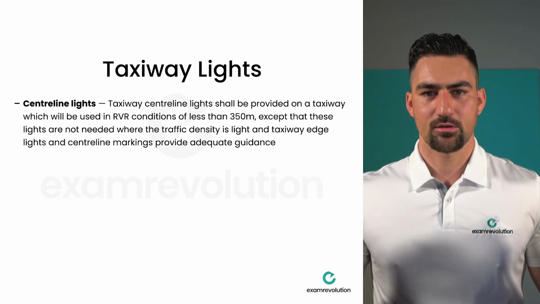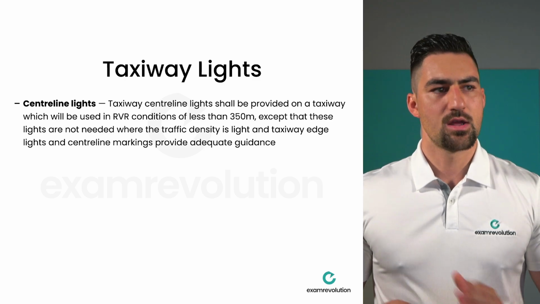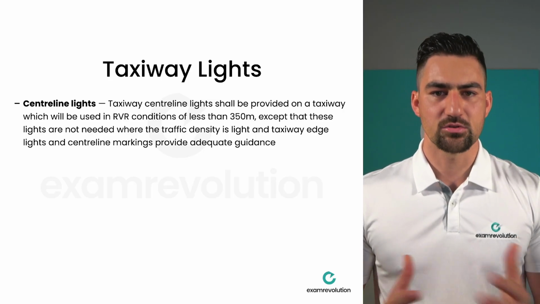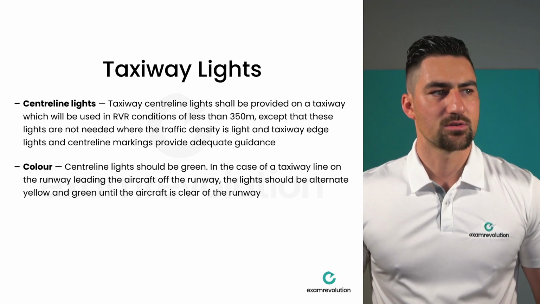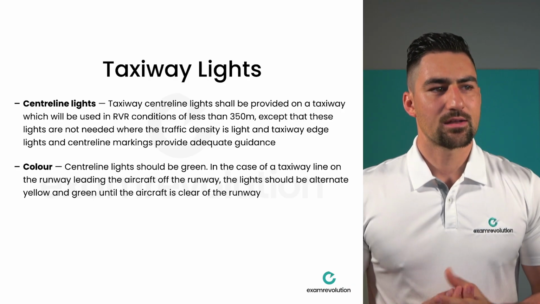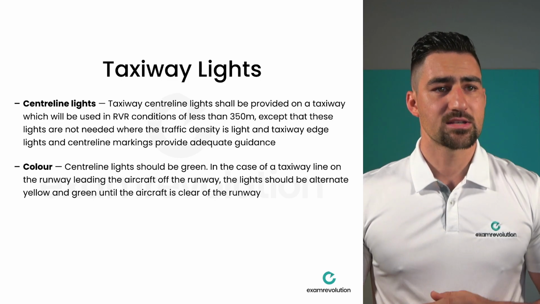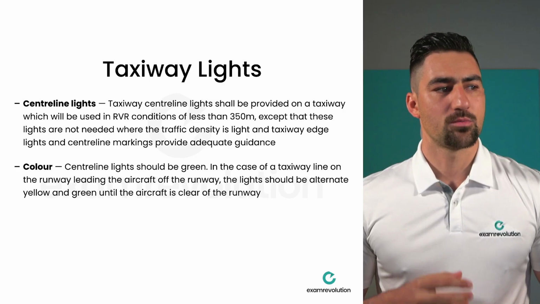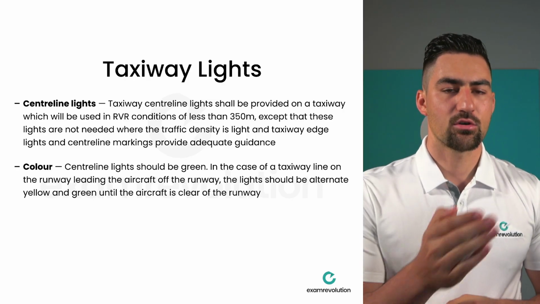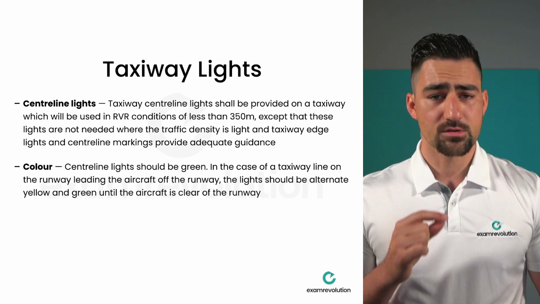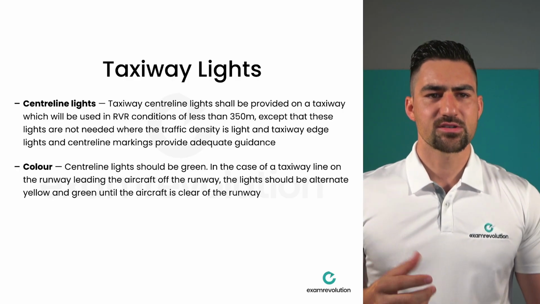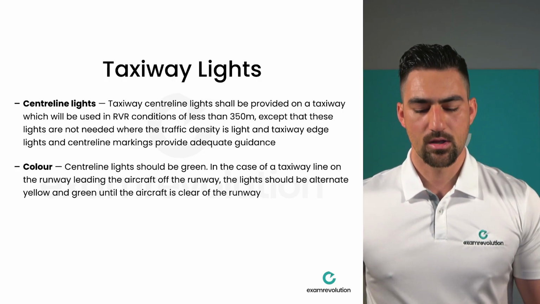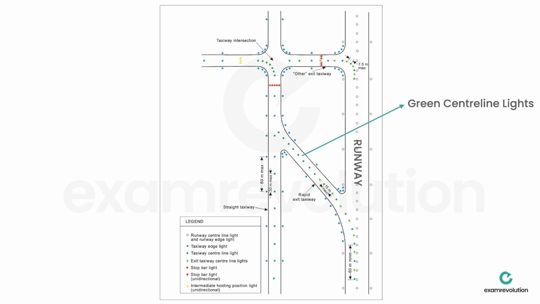So if there's edge lights, so that the pilots can see where the edges of the taxiways are, and if they've got good markings and it can be shown that the pilot would be able to see properly, then no centerline lights are needed. But otherwise, they're needed. Now, centerline lights should be green. In the case of a taxiway line on the runway leading the aircraft off the runway, the light should be alternate yellow and green until the aircraft is clear of the runway. So it should be yellow and green. And the reason for that is obviously just to keep the pilots aware, because you're still on the runway. So that's why they're alternating them green and yellow.